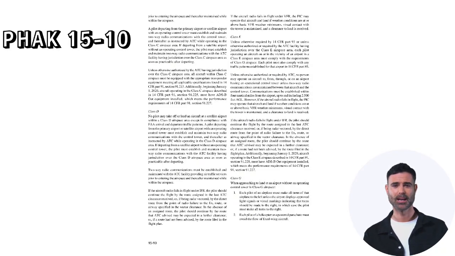Class G. When approaching to land at an airport without an operating control tower in Class G airspace: 1. Each pilot of an airplane must make all turns of that airplane to the left, unless the airport displays approved light signals or visual markings indicating that turns should be made to the right, in which case the pilot must make all turns to the right. 2. Each pilot of a helicopter or a powered parachute must avoid the flow of fixed-wing aircraft.